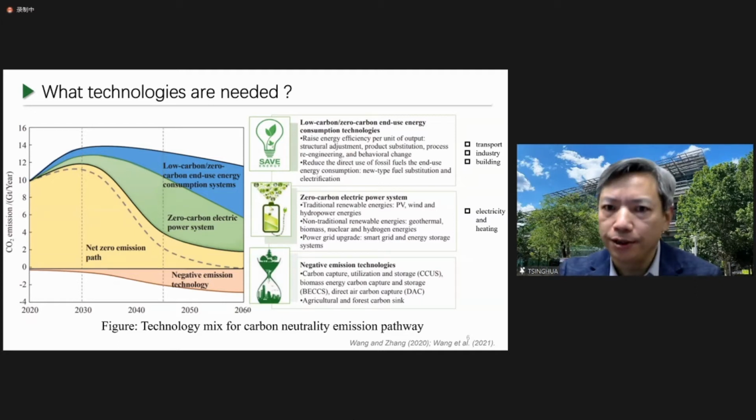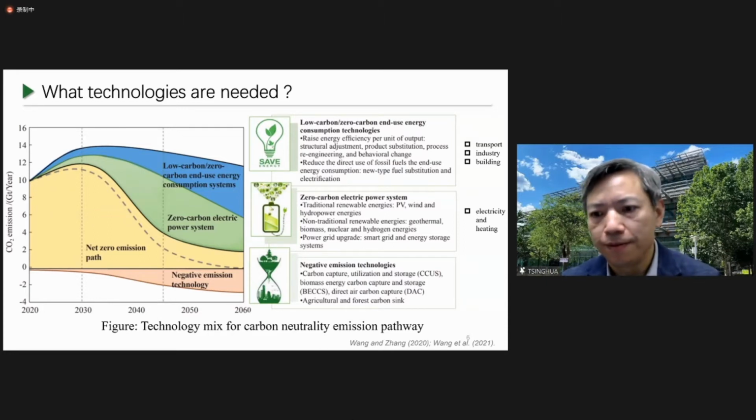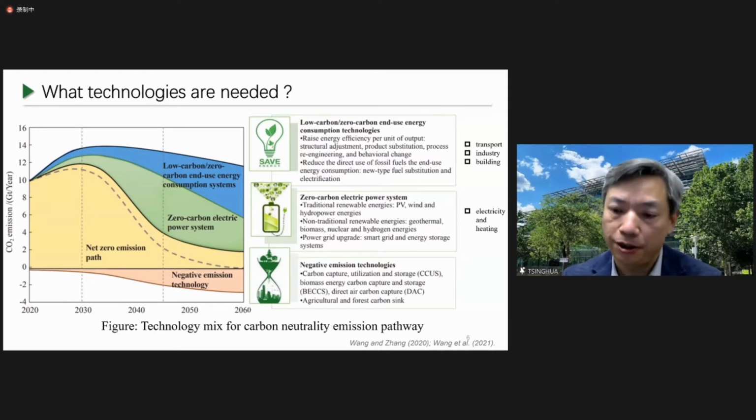For the end-use energy consumption, they exist in a wide range of areas, covering industries, transportation, and building. In terms of decarbonization methods, such technologies can be classified into 2 types. Firstly, energy efficiency improvement through structural adjustment, product substitution, process re-engineering, and behavioral change from the consumer. Secondly, reduction of end-use fossil fuel through fuel substitution and electrification.